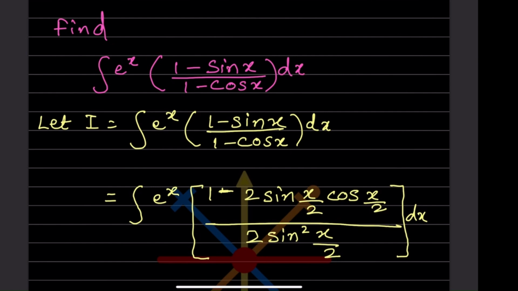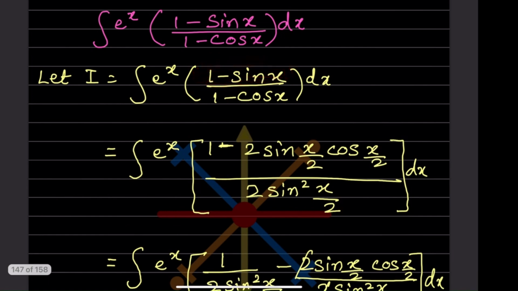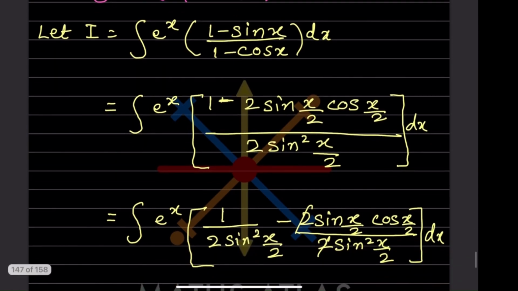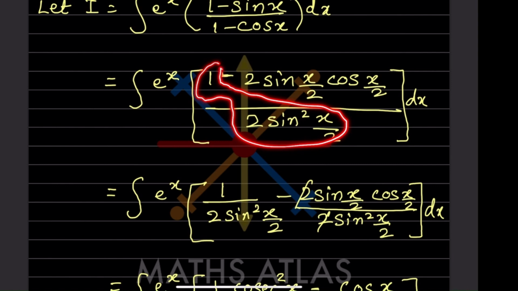So again, let us consider this I as the same. Now we can write the formula for this: 1 minus sin x will be 1 minus 2 sin x by 2 cos x by 2, and for 1 minus cos x, that is 2 sin square x by 2. The rest we are going to write the same. Now we can see that we will make two groups, this divided by this, and then this divided by this one.